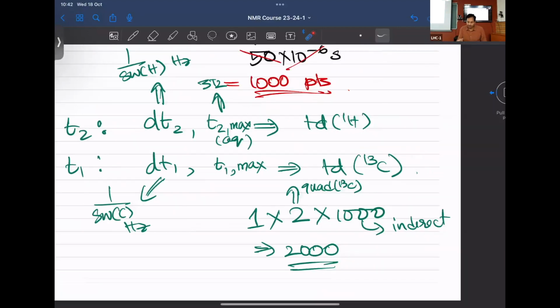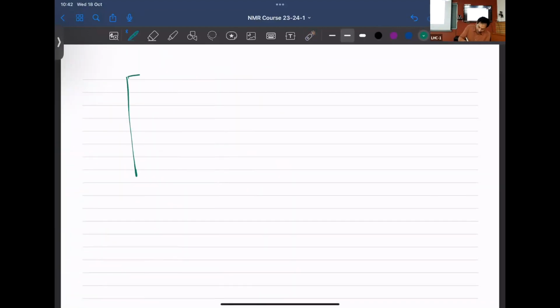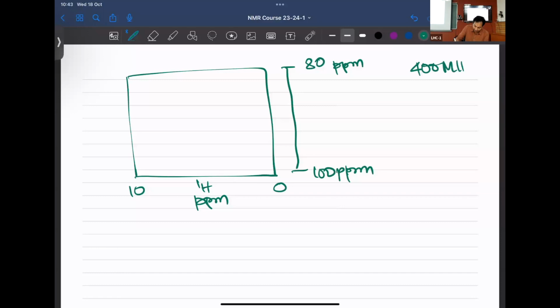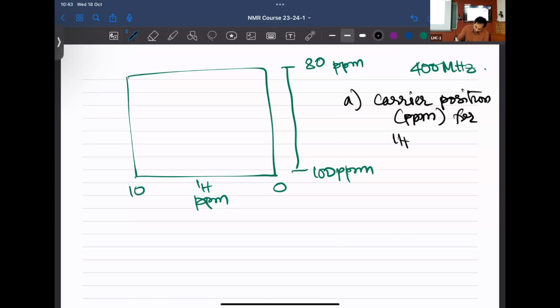So let's take an example. I'm going to ask you guys for this HMQC, what will be the parameters? Let's say you're measuring between 0 to 10 ppm on a proton, and then you're measuring between, say, 80 ppm and 100 ppm on carbon, just for an example. On a 400 megahertz NMR instrument, the questions are thus: what is the carrier position in ppm for proton and carbon? This is the first question.